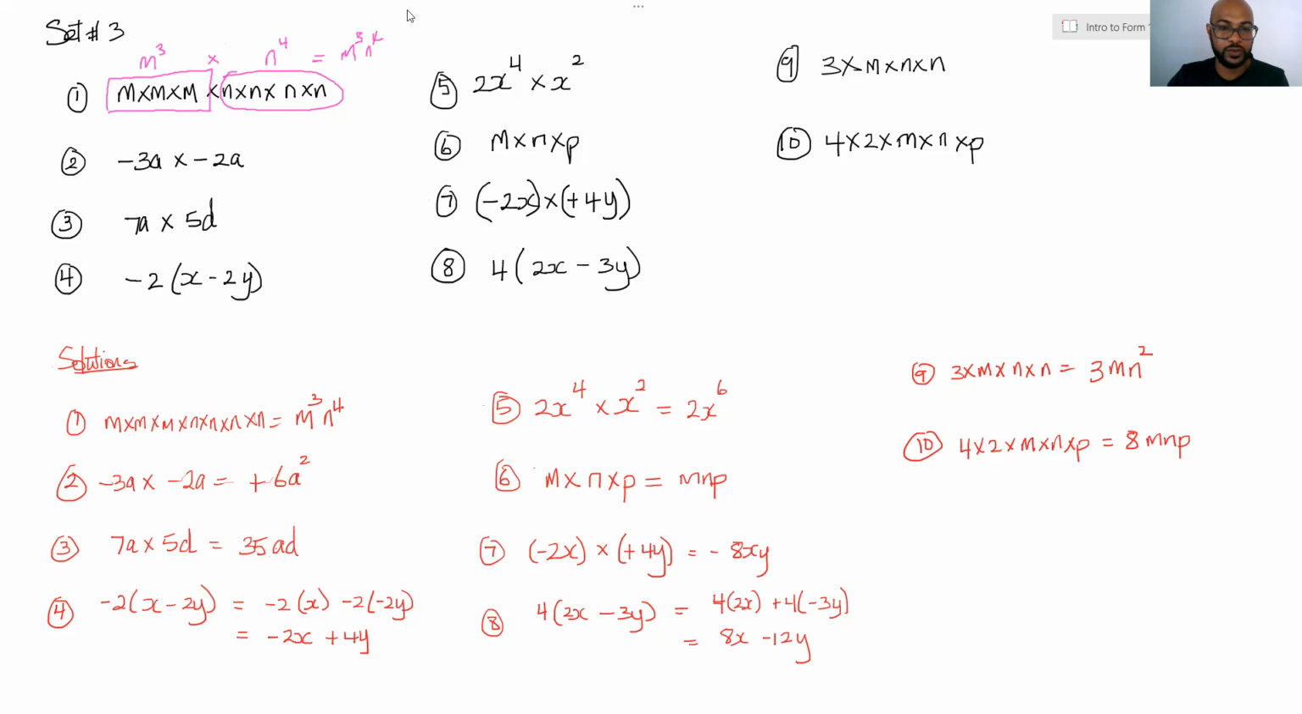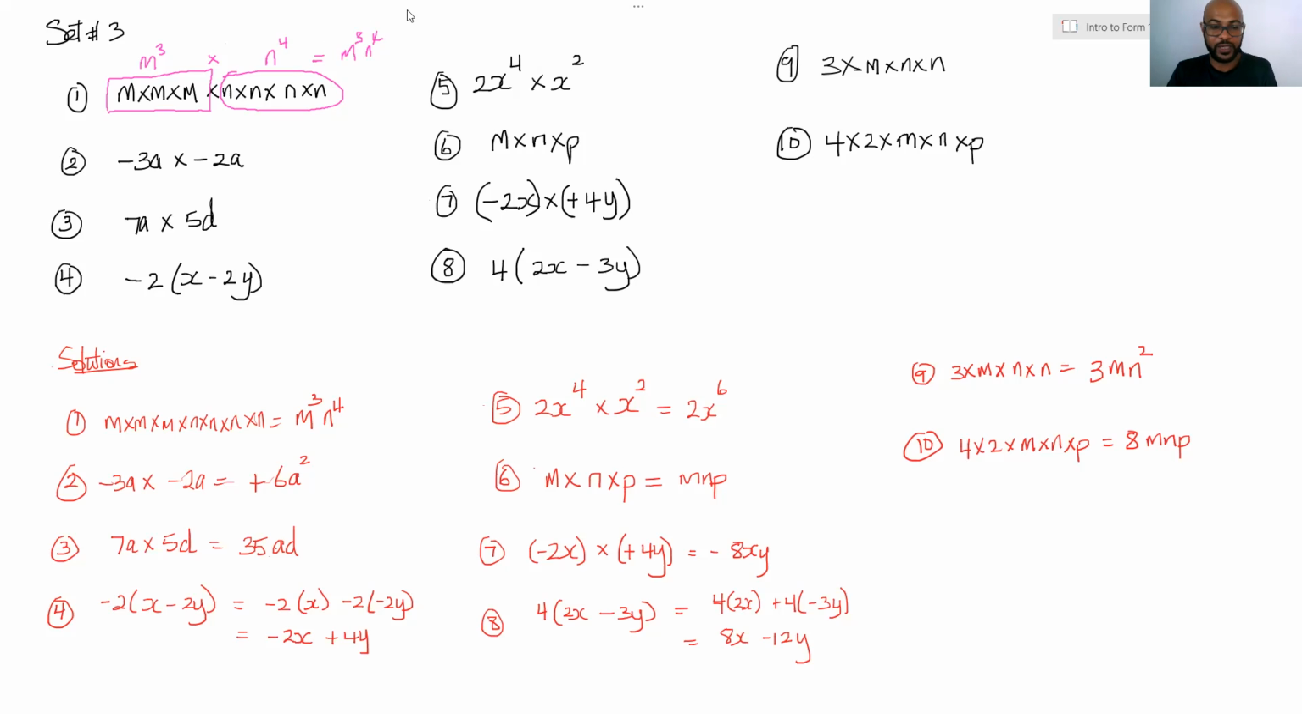For number 2, the correct answer should be positive 6a squared. Remember I said to do the signs first, so negative by negative gives me a positive. Then the numbers, 3 by 2 gives me 6. And then here we have the same letters, so a by a gives me a squared. So pay attention to that.